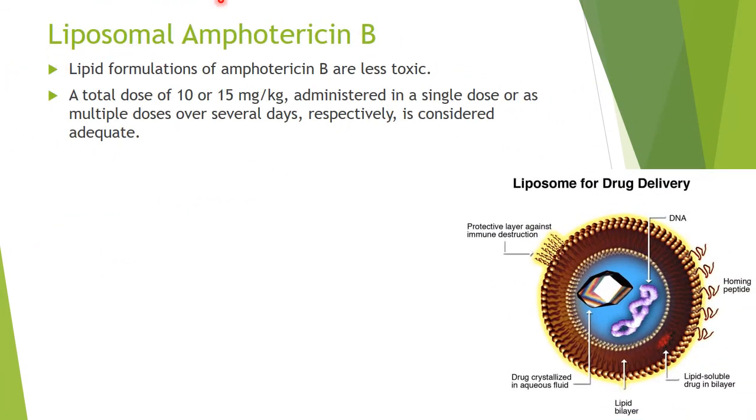So to decrease the side effects of amphotericin B, we can give liposomal amphotericin B, which is less toxic. It is given as a liposomal formulation. A total dose of 10 or 15 mg per kg is administered in a single dose or in multiple doses over several days, respectively. This is considered to be adequate.